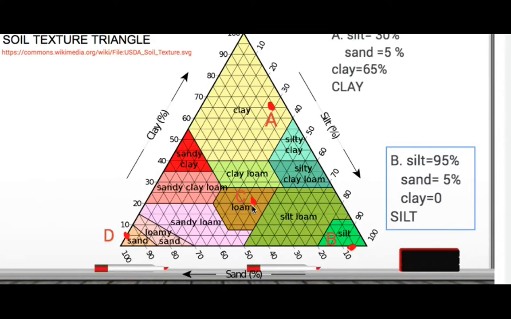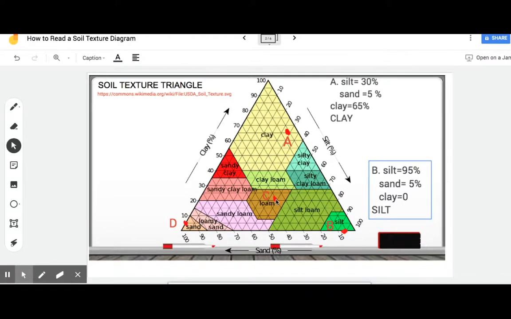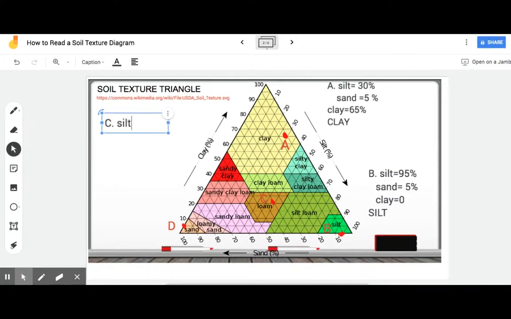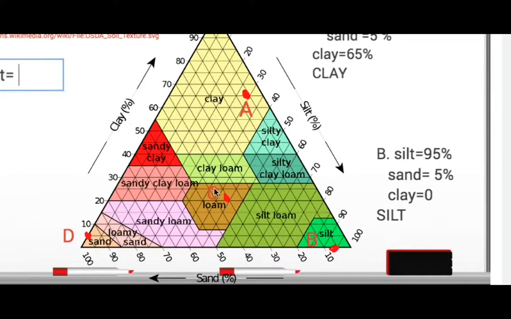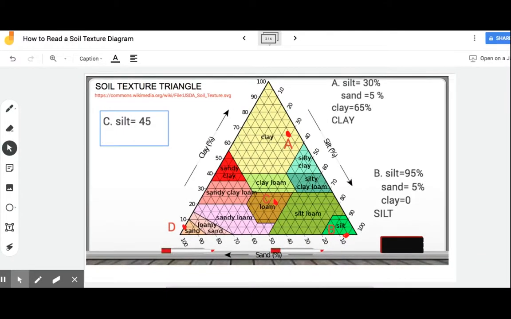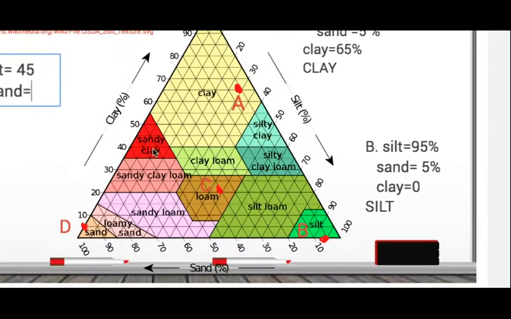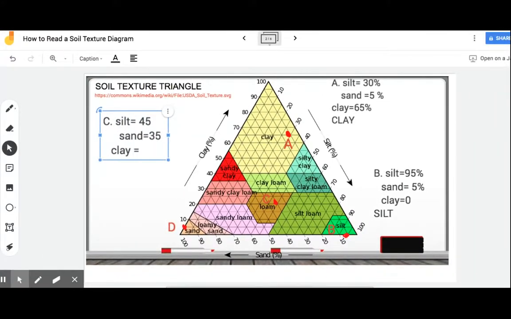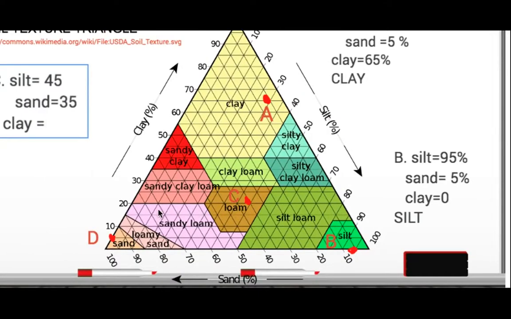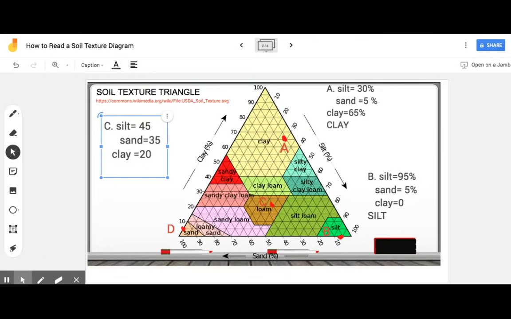Okay, so we have here loam. Let's take a look at the percentage by weight of silt, clay, and sand for this sample. So we have silt. We're going to look at silt. Estimate that is 45%. And then we have sand. Sand is 35. And clay is 20. Or we can say that it is loam.